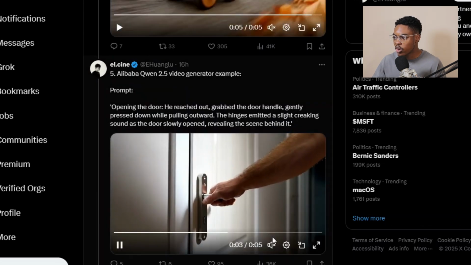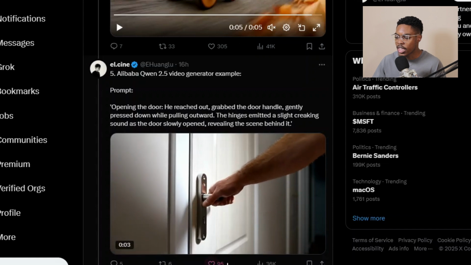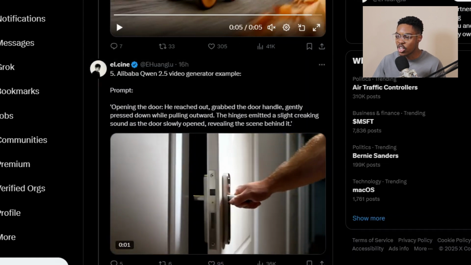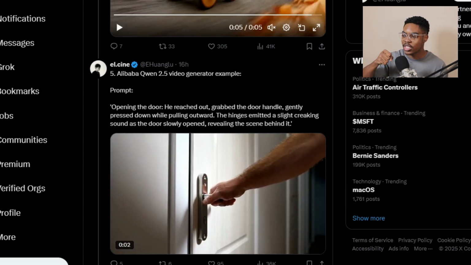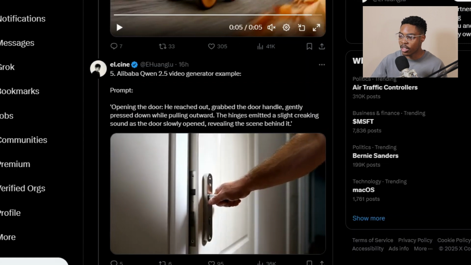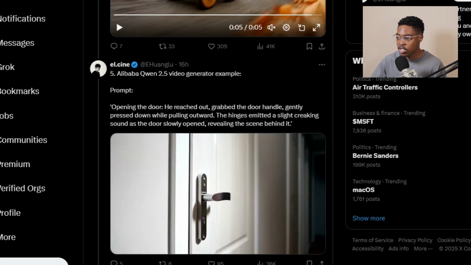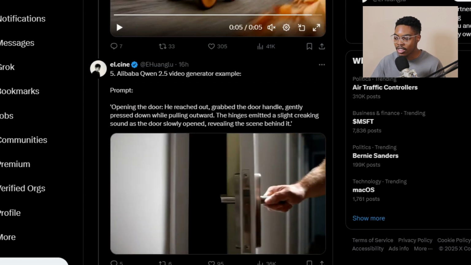This is another one which is nice. Opening the door. Here I have an issue because the knob isn't really moving down, it's remaining where it is, so I don't know. But the hand and the fingers are amazing. Nothing wrong with it.